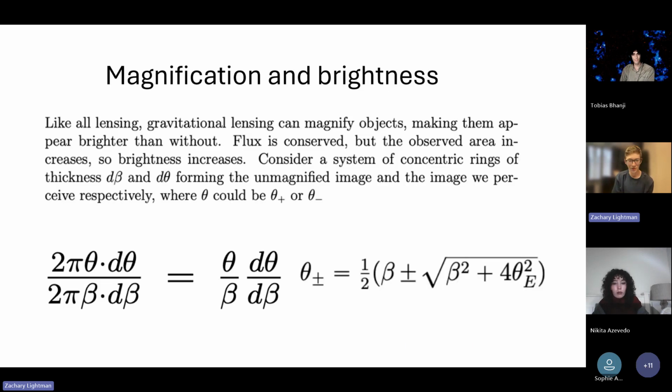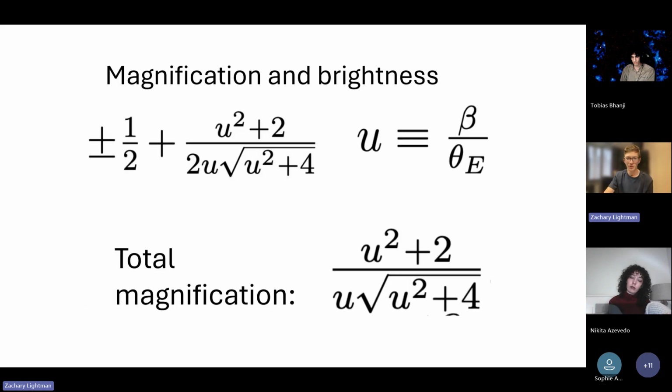Then if we want to calculate the magnification and brightness, we can look at the ratio between theta and beta. So we're imagining concentric rings going outwards from the center, and so we're building up that image. Each ring has an area of 2 pi theta, which is the circumference, multiplied by its thickness, d theta, and then divided by the equivalent for the original image. And so we end up with this expression where u is the ratio of beta to the Einstein radius.